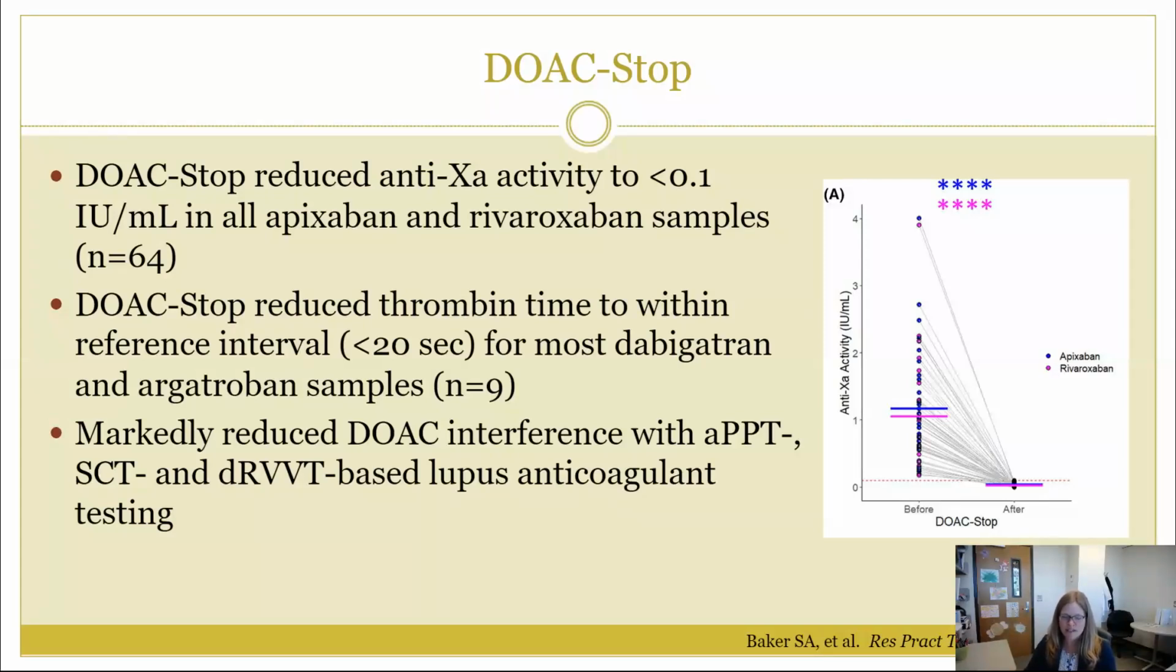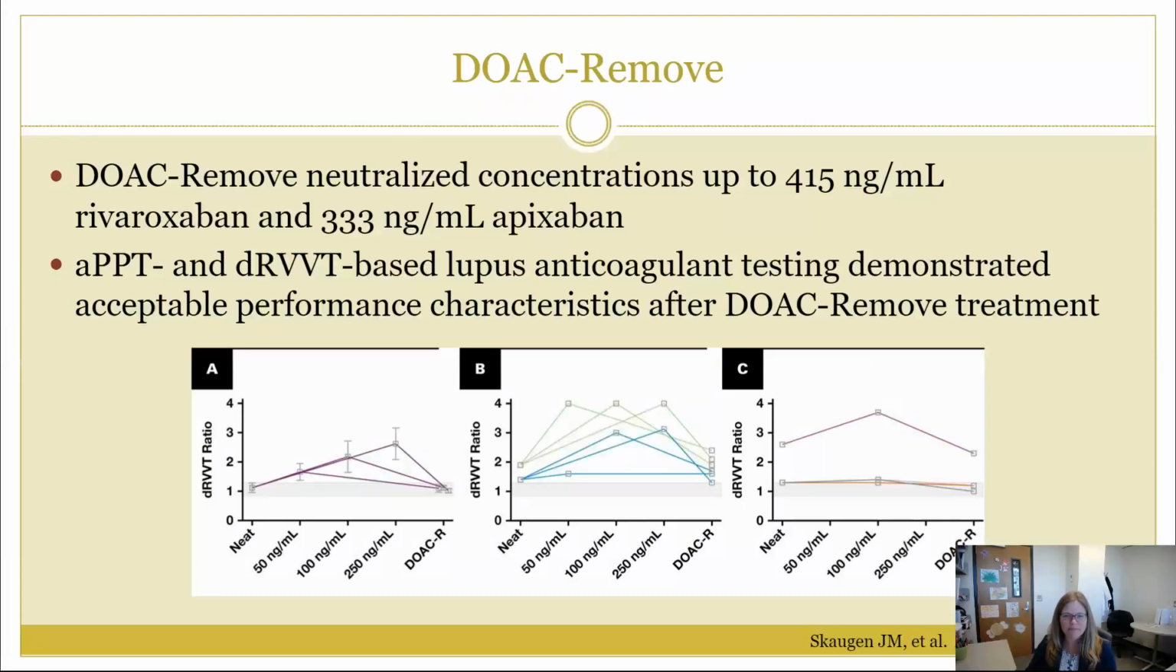And the use of this product in this study generally reduced the amount of DOAC interference with lupus anticoagulant testing based on a variety of different methodologies. So PTT, silica clotting time, and DRVVT based testing. DOAC Remove is another example that also has worked well to neutralize concentrations of DOACs. And then this study showed more examples of what the impact of increasing amounts of spiked DOAC in the sample did to the DRVVT ratio, and then how the DOAC Remove or DOAC R product did to correct that.